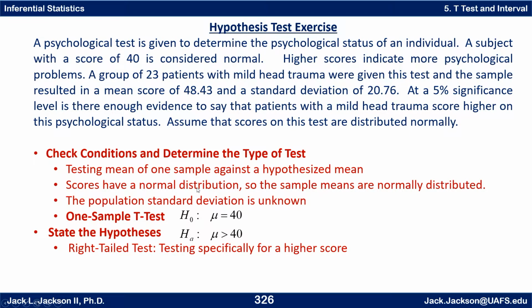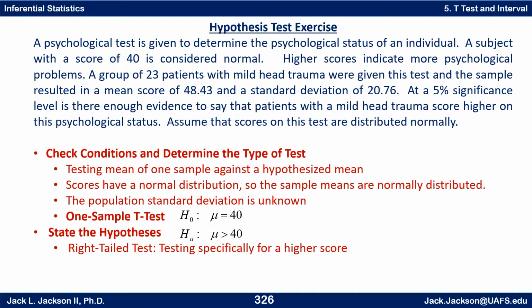Let's see. I'm not sure if it says that. Hang on a second. Yeah, here it is, the last sentence: assume that the scores on the test are distributed normally. So with that assumption, we know for sure, regardless of the sample size, that the distribution of sample means is normal. With a sample size of 23, that's pretty close to 30. We're not quite there, but we would probably be okay with something a little bit off of normal as long as it wasn't too far away.